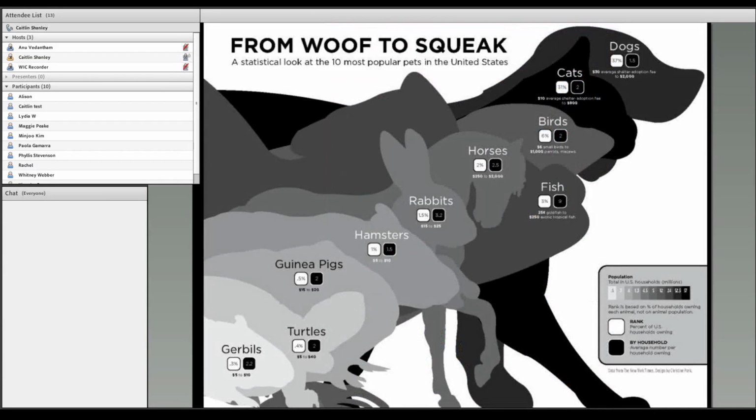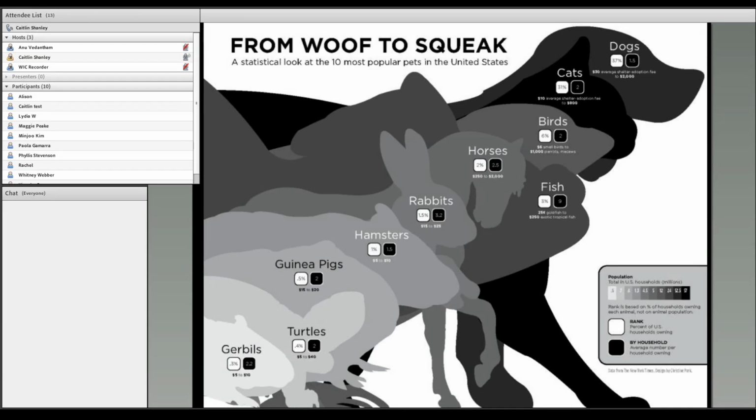This is one called From Woof to Squeak. So it's charting the most popular pets in the United States. So I think this is interesting for a couple of reasons. First, it's obviously in black and white. A lot of infographics use color in an interesting or fun way, but it's not always necessary to use color. So if you have constraints in the publication that you're trying to create an infographic for, if it's for a journal or newspaper, you can actually do a lot using shape and type and other elements of design other than color. So I think this accomplishes that in a really interesting way.